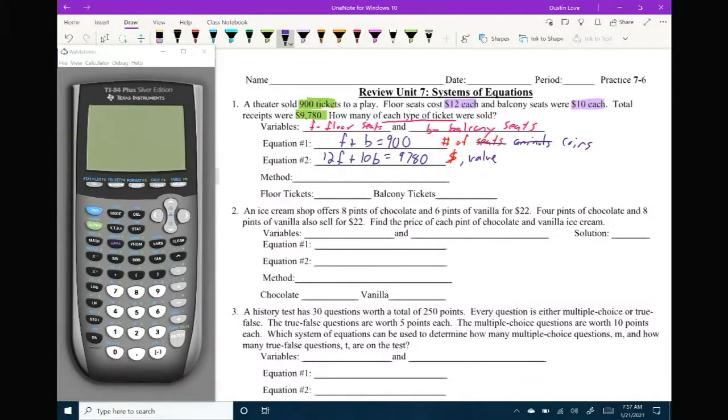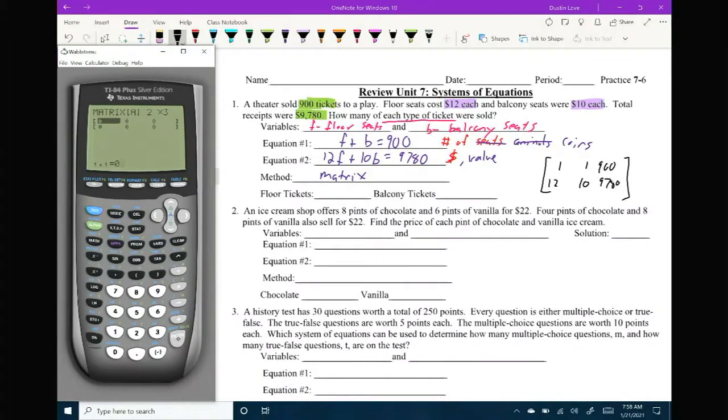Now, since they are both in standard form, I'm going to choose to do this one using a matrix because it's easy to type in the matrix and easy to solve. So let's turn my calculator on. We're going to go to second matrix, arrow over to edit. And now this is going to be a 2 by 3 matrix, so 2 enter, 3 enter. And now I'm going to have to create my matrix, which is 1, 1, 900, 12, 10, and 9,780.